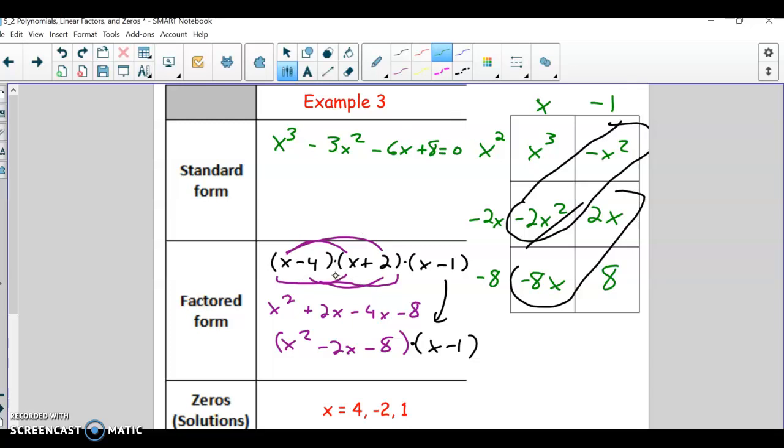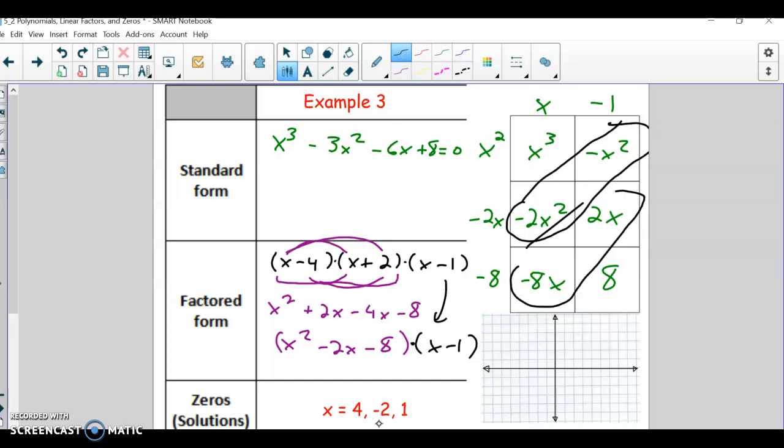Okay, as far as the graph goes, again, that's not really the focus of this lesson, but I can sketch it here quick for you. The big thing to know graphically is that these zeros are where it crosses on the x-axis. So we cross at 4, negative 2, and 1. And this is critical because to solve a polynomial, you can just graph it and find where it crosses on the x-axis, and those are your answers.